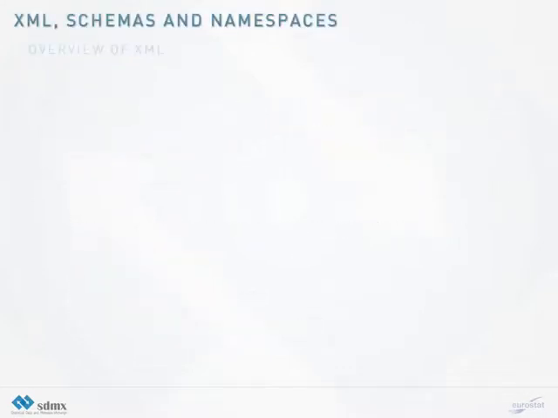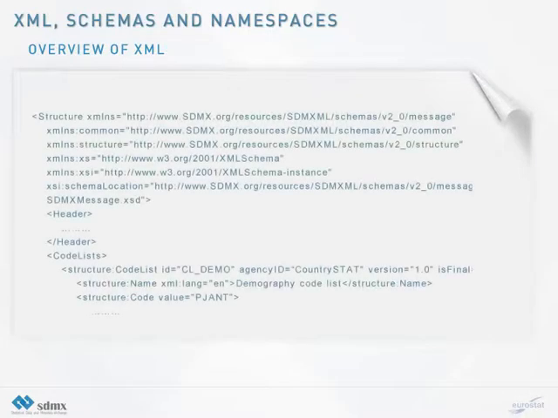A namespace declaration applies to all elements and attributes names, whose prefix matches the one specified in the declaration of the namespace. The following is an example of a DSD where the elements match the prefix structure declared. This DSD belongs to the demography domain. The prefix structure is defined here. We can see the different elements that are using the prefix: code list and name, for example.